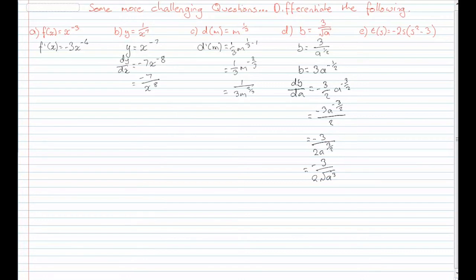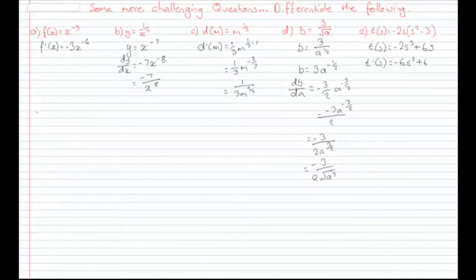Finally, the last question says t of s is equal to negative 2s, bracket s squared minus 3, close bracket. Therefore, we need to expand that first of all, so t of s is equal to negative 2s cubed plus 6s. Therefore, t dash of s, or the gradient function, is equal to negative 2 times 3 is negative 6s, drop the power by 1 gets us 2, plus 6 times s to the power of 1, so 1 times 6 is 6. Drop the power, leaves us with a constant value of 6. And we'll do one more harder question now.